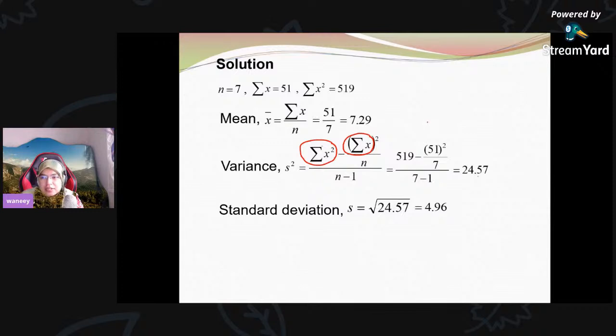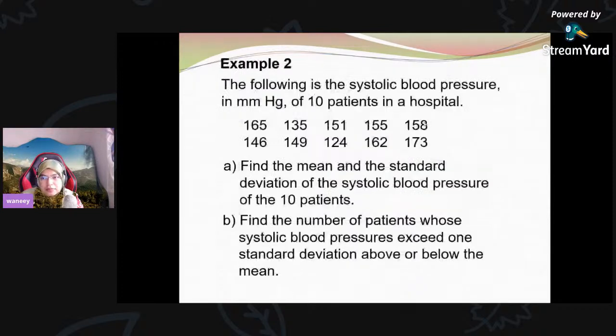Okay, next, let us go to the next example. The following is the systolic blood pressure in millimeter Hg of 10 patients in a hospital. So we got 165, 135. That's quite high actually. 151, 155, 158, 146, 149, 124. This is quite okay. 162, 173. Find the mean and the standard deviation of the systolic blood pressure of the 10 patients.